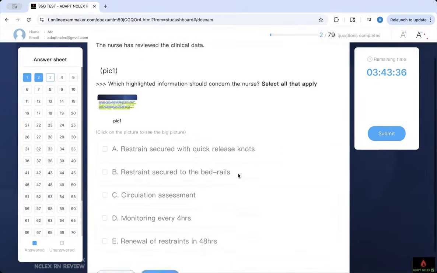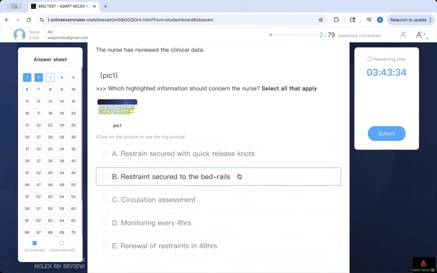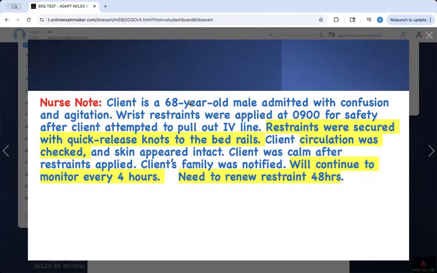Question 3. This is a classic NCLEX question. This is the way I want you to think about it. Now, highlighted information. Which one should you question? That's what it's going to be. Client is a 68-year-old male admitted with what? Confusion, agitation, buzzword. Wrist restraints were applied at 9 o'clock for safety after client attempted to pull out IV.